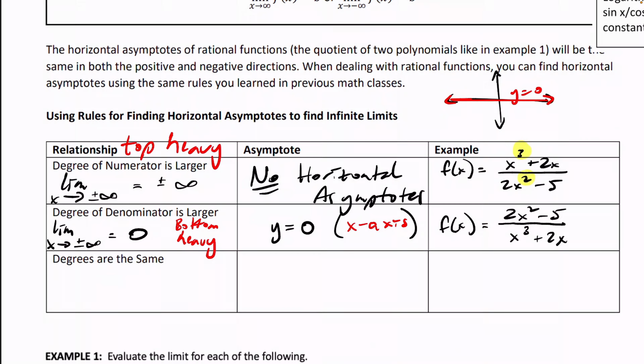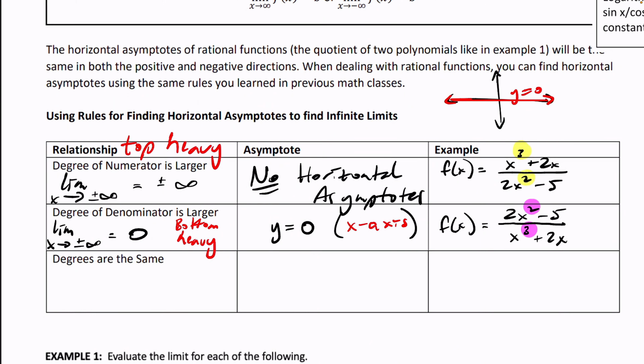Okay. So the degree on top is 2. The degree on bottom is 3. The degree on bottom is bigger, bottom heavy. So if I was finding the limit for this, as x approaches either positive or negative infinity, it would be 0. If I'm finding the horizontal asymptote, it would just be y equals 0 or the x-axis.